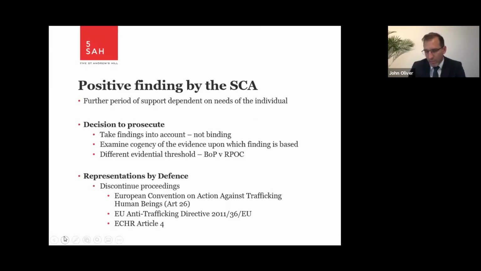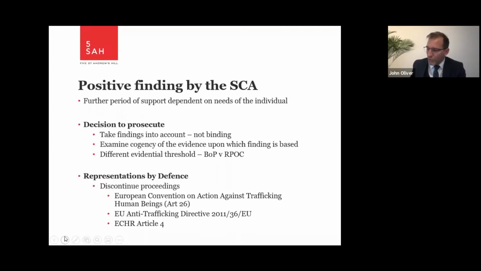And of course, the CPS applies a different evidential test when it comes to prosecuting. The single competent authority makes a decision on the balance of probabilities, but the prosecution looks at whether or not there's a realistic prospect of conviction. So even if on the balance of probabilities there's evidence of exploitation or trafficking, if the prosecution think there's sufficient evidence to undermine that and prove to the criminal standard that the defence doesn't apply, if you're looking at the section 45, for example, then clearly that will dictate their decision. But it also, of course, informs their decision whether to prosecute at all.